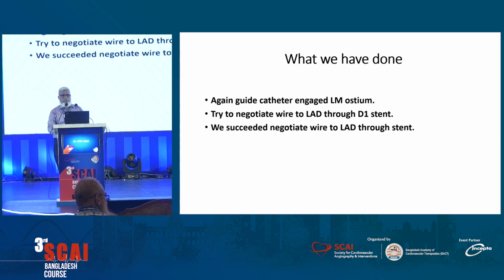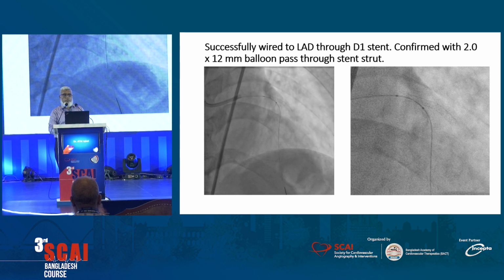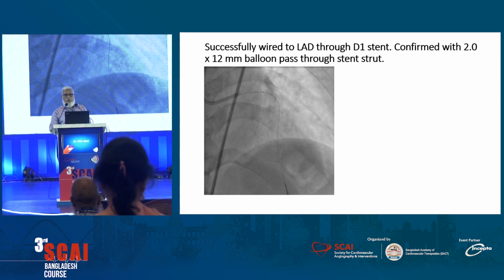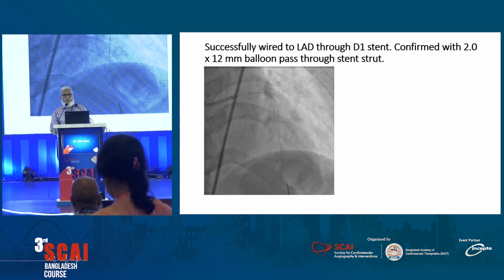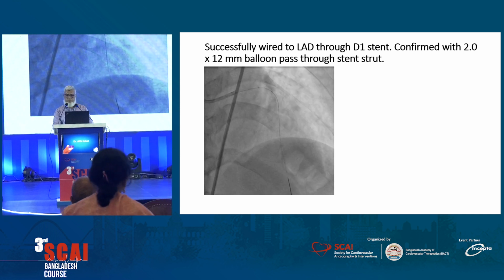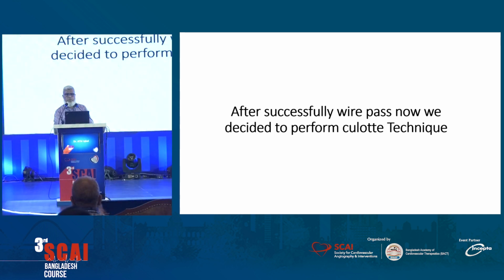What we have done: again the guide catheter engaged in the left main ostium, and we tried to negotiate the wire to LAD through the D1 stent. We succeeded. Successfully wired to LAD through D1 stent, confirmed with a 2 into 12 millimeter balloon passed through the stent strut. After successful wire passage, we decided to perform the culotte technique.